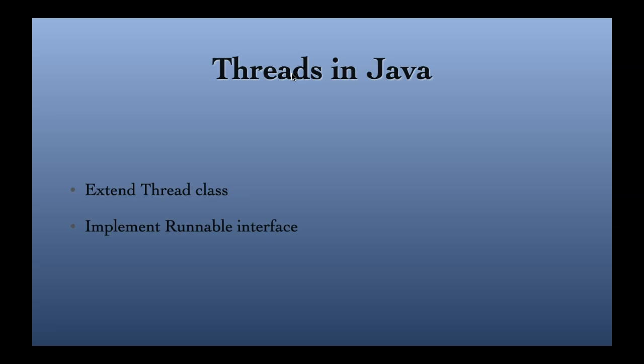So in our previous videos we talked about how we can create a thread in Java. Basically we can do it in two ways: one, by extending a Thread class, or two, by implementing a Runnable interface. These are the two ways to create threads in Java. We also discussed why we need multi-threading and what the advantages and disadvantages are of using a Runnable interface versus extending a Thread class.